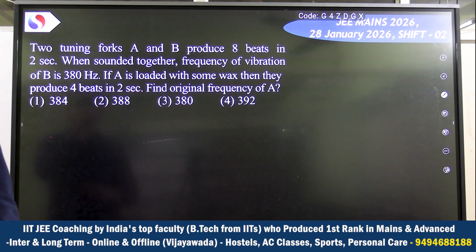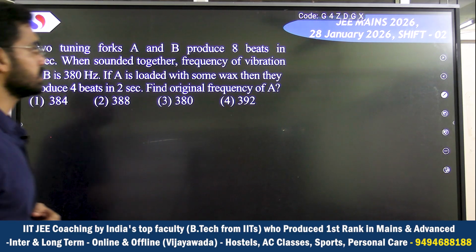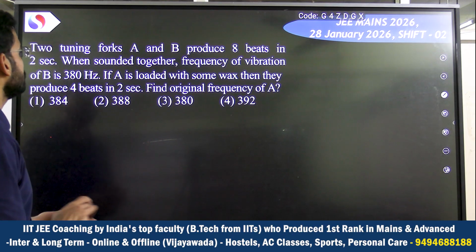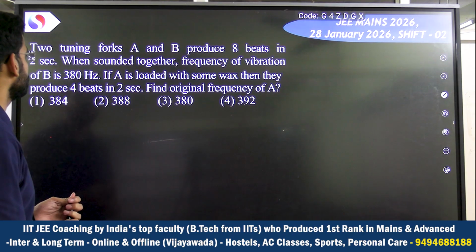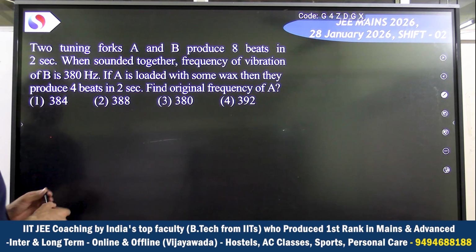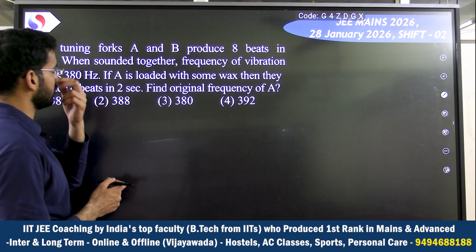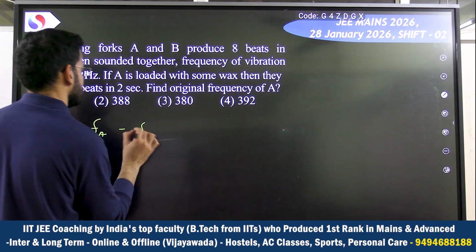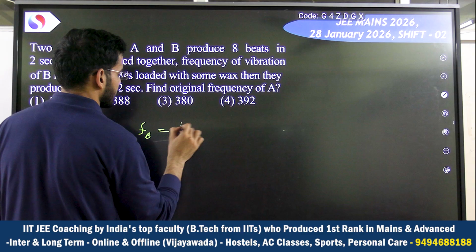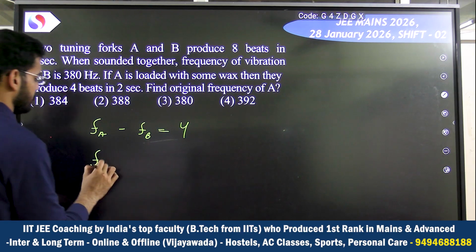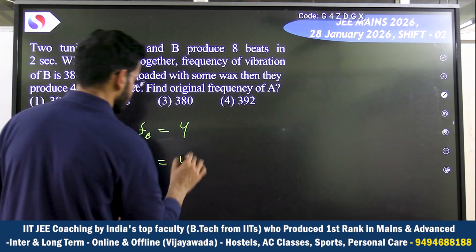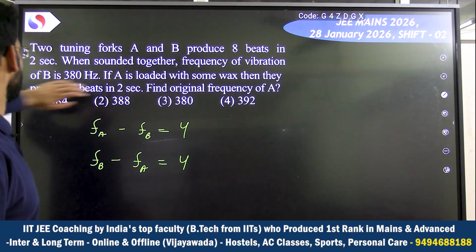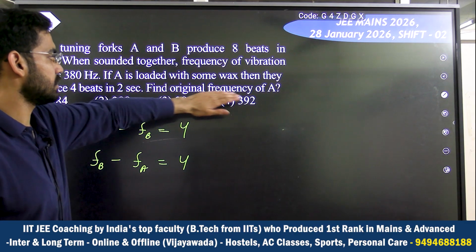Two tuning forks A and B produce 8 beats in 2 seconds. So 8 beats in 2 seconds means f1 minus f2 is 4. Okay. When sounded together, frequency of vibration of B is 380. Okay. If A is loaded with wax, that kind of question only which you have done many times in your notes, right? So either FA minus FB is 4 per second, okay, or FB minus FA is 4, right? For the original only he's asking. If A is loaded with some wax, then they produce 4 beats in 2 seconds. Find original frequency of A.